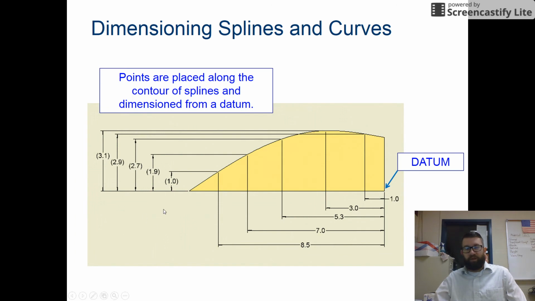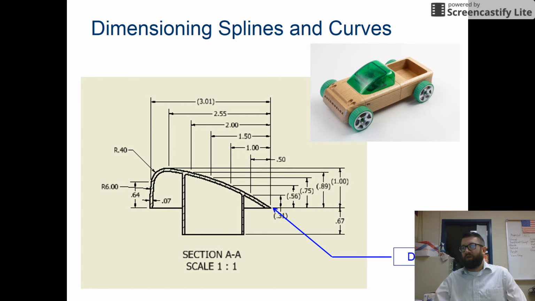Right? You also have some splines and curves. Points are placed along the contour of the spline, and we always want to dimension from a straight line. So this gives engineers an idea of the slope of the spline at various points along the way. You see this in the dimensions of the truck windshield. Okay, so we want to pick a flat surface and then dimension up from there and then dimension across. So the datum is this corner point right here.